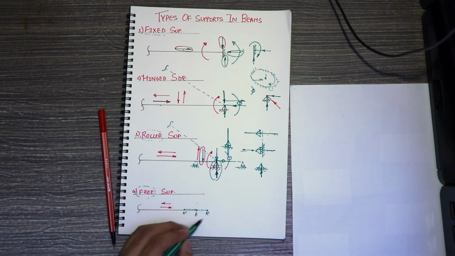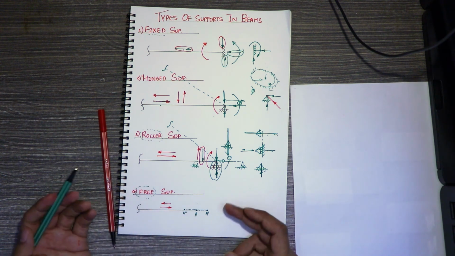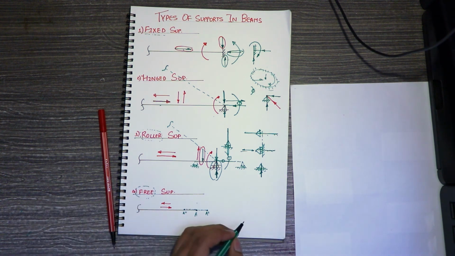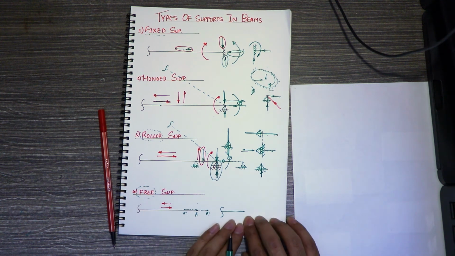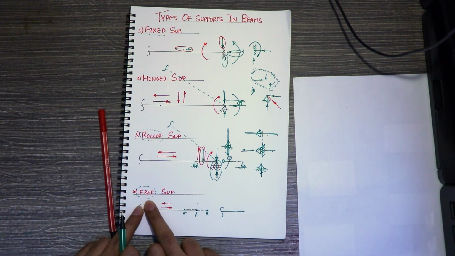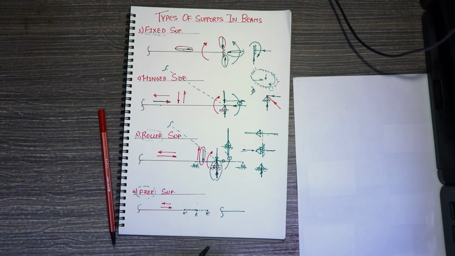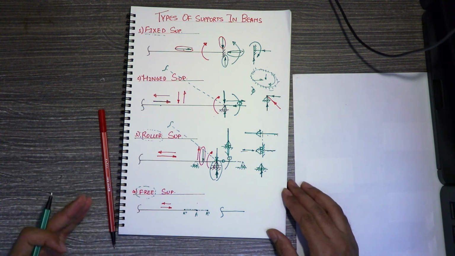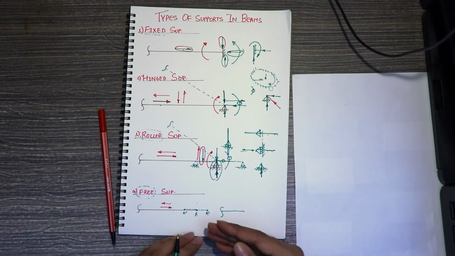If you try to rotate the point A, then again the beam will rotate happily. Basically, if there is a free support, then there are no reactions generated. And if you want to state the free support, then we can put a statement like there are no restrictions towards translation and no restrictions towards rotation in case of free support.